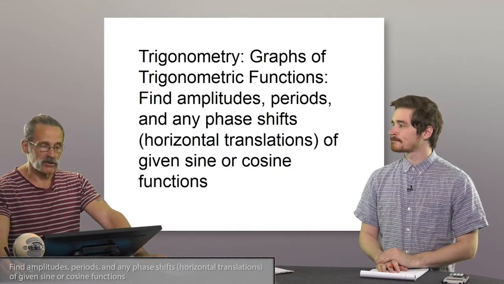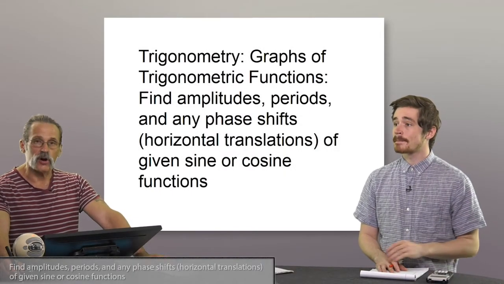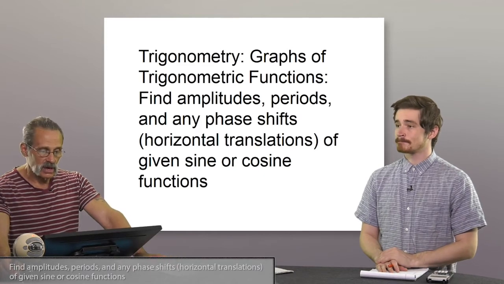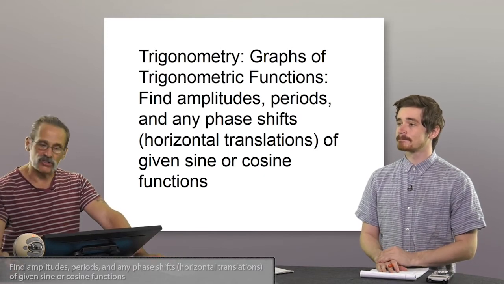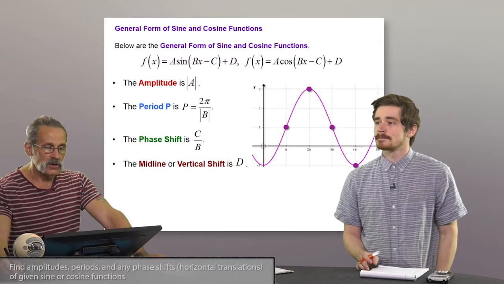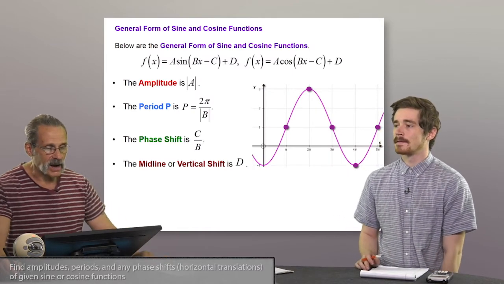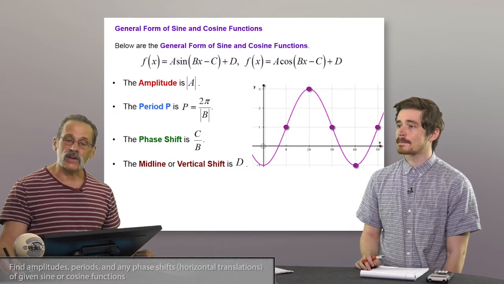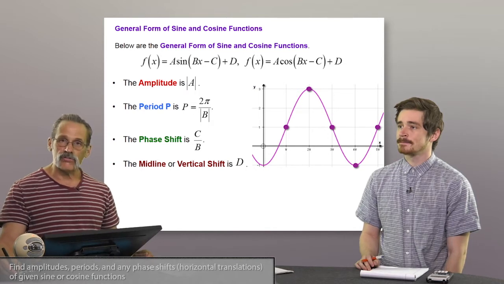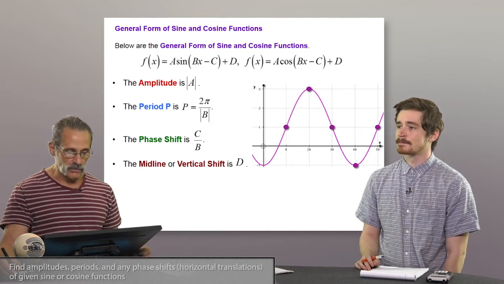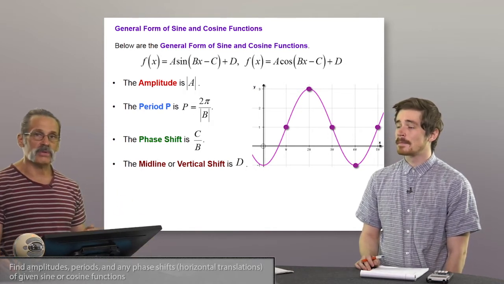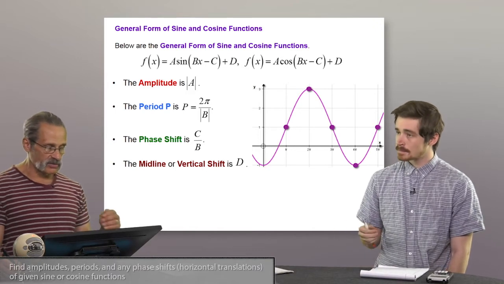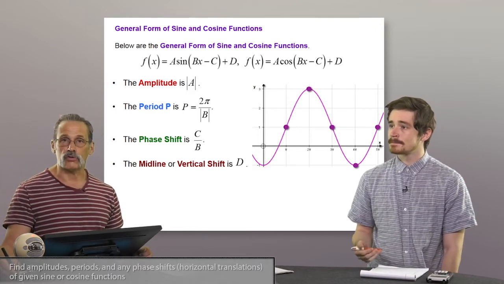Find amplitude, periods, and any phase shifts, horizontal translations that is, of given sine or cosine functions. Here's what we're going to do. We're going to take our general form for sine and cosine functions. We're going to look at a graph, the graph you see in front of you, and see if we can determine the amplitude, period, phase shift, and our midline or vertical shift.